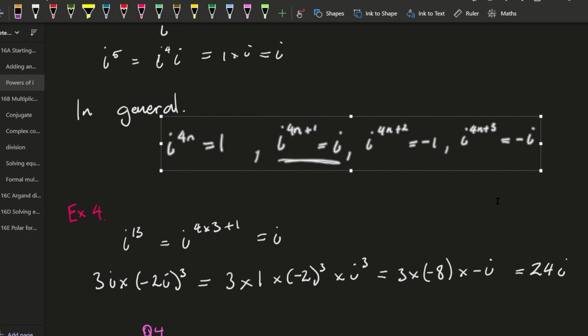All right, so you can finish off by doing question 4 in the exercise. And that's it for today's lesson. I don't think it's going to be very hard. It's a nice, easy introduction. You just need to remember that i is equal to the square root of minus 1.